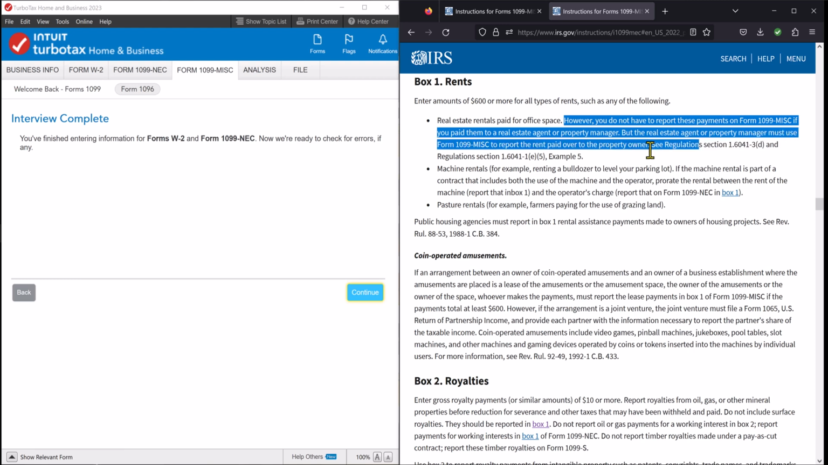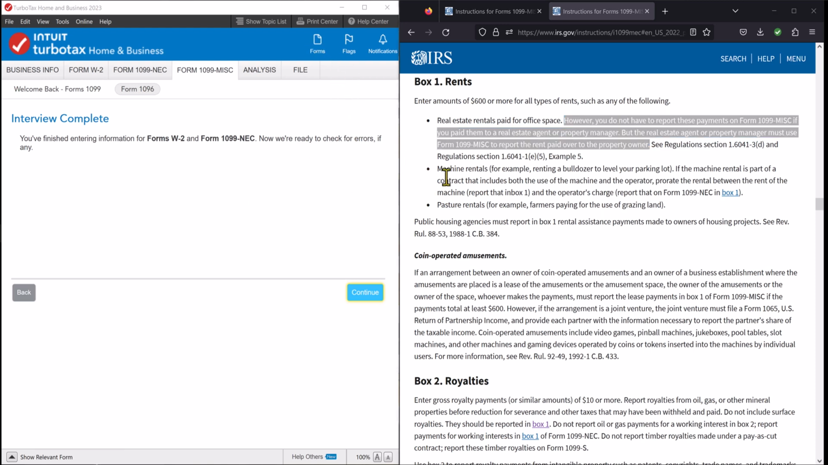But the real estate agent or property manager must file the Form 1099 miscellaneous to report the rent to the property owner. So this is for you if you pay rent, but you are paying it to a real estate agent or a property manager who manages that property for somebody else, then guess what? You are off the hook for filing that Form 1099 miscellaneous. But you know what? I would make sure to check with the person that is collecting the rent from you, this real estate agent or this property manager, that they are handling the filing of the 1099 miscellaneous. They should be. These are both real estate professionals, and they should know that it's their responsibility to file that form, but you should check anyway.